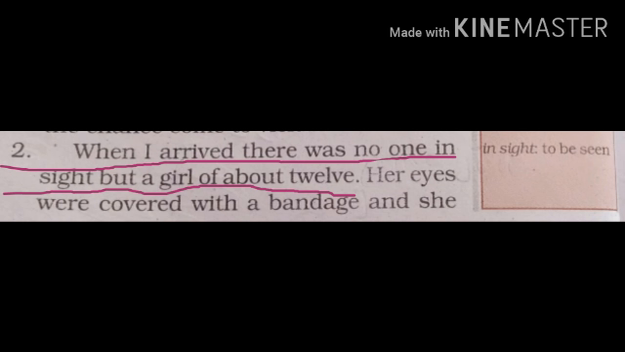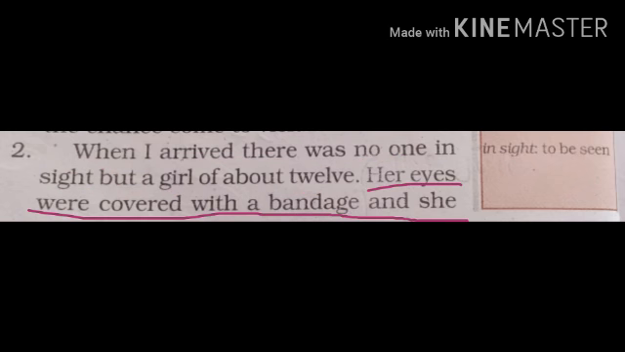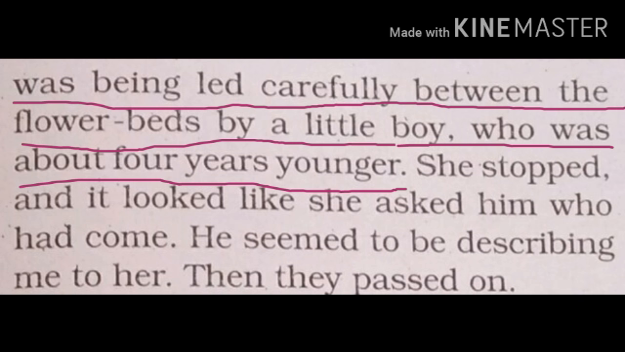Paragraph 2. When I arrived, there was no one inside but a girl of about 12. Means when the person reached the school, no one was inside but a girl of about 12 years old. He watched her in the school. Her eyes were covered with a bandage and she was being led carefully between the flower beds by a little boy who was about 4 years younger.